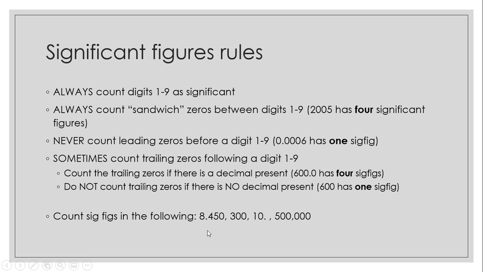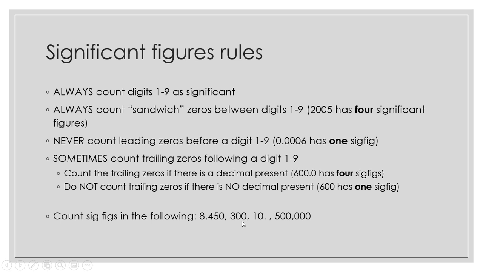But let's look at this number here, 8.450. First, I'm going to check for any digits 1 through 9. I see 1, 2, 3. So that's 3 significant figures so far. Then we have a trailing zero here. So we have to ask ourselves, is there a decimal present? Yes, there is. So this trailing zero does count. This number has 4 significant figures.